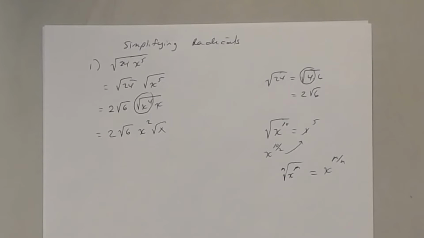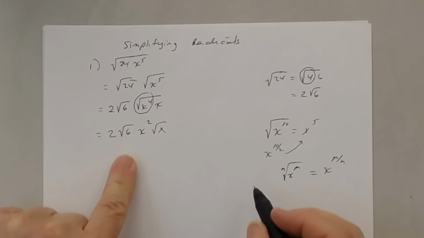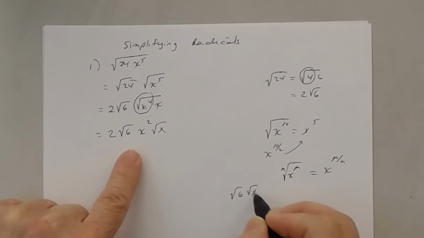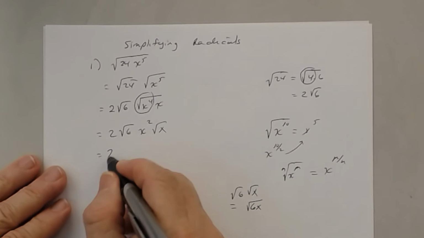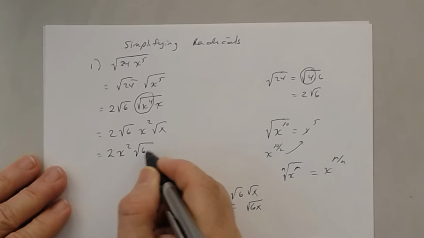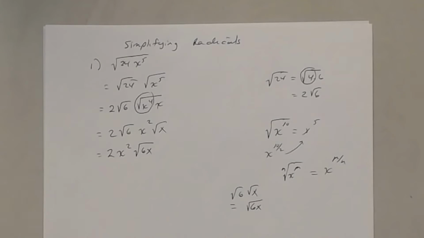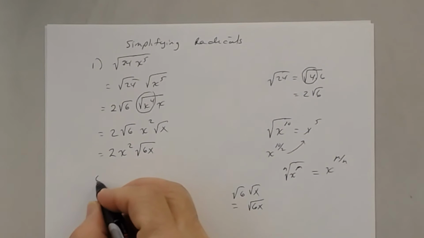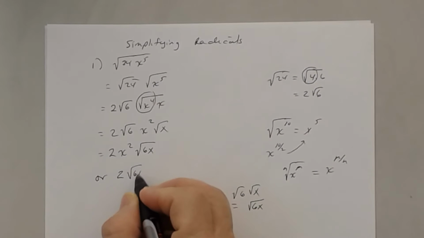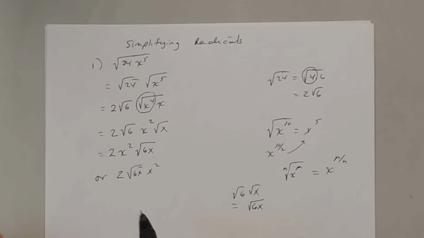Y'all agree with that part? All right. Is that how you would write the answer? No, because we know this. We know that the square root of 6 times the square root of x is the square root of what? 6x. So that's going to become 2x squared square root of 6x. And remember, always put the radical at the end. You see that x squared, that factor x squared? So if you wrote it as the square root of 6x times x squared like that, then that looks perfectly fine. There's nothing wrong with that. But again, put the radical at the end.